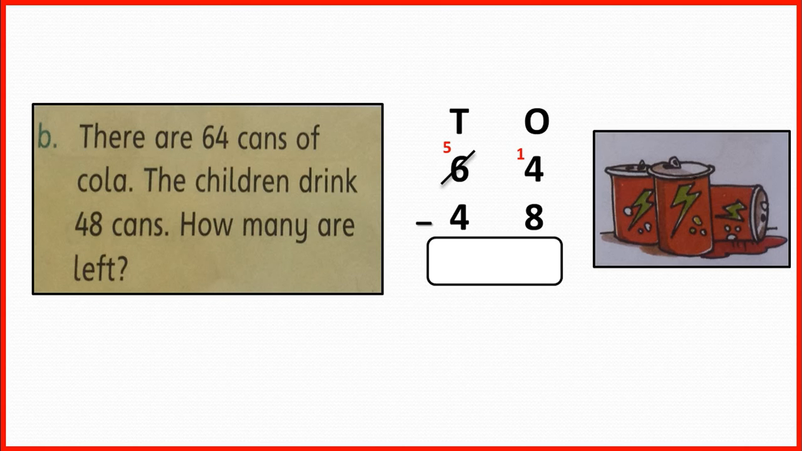So we have to take 1 ten from tens column and change it into 10 ones. Now we have 14 ones and 5 tens are left. Now we can subtract 8 from 14. So when we subtract 8 from 14, the number comes 6. Now subtract tens. When we subtract 4 from 5, the number comes 1. That means 16 cans are left.